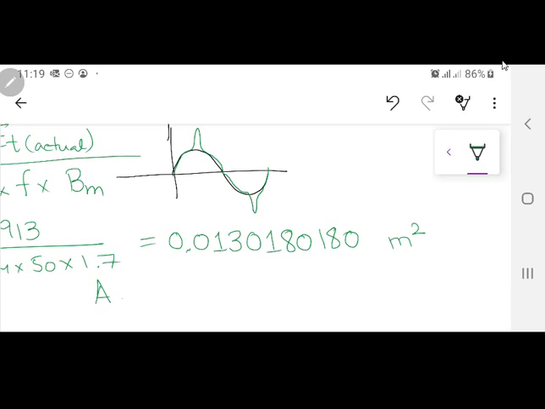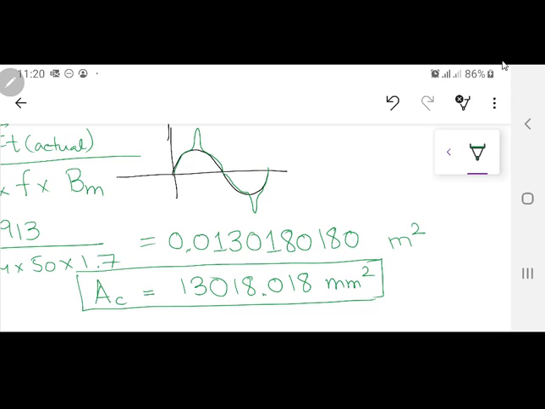So when you write AC, this is going to be 13018.018 millimeter square. Please have a habit of writing at least 2 to 3 decimals after the point. This is very important. Especially when you are in meter square, if I had left it after 0.013, I would have been missing a very large chunk. Okay, this is very important. Now you have got the area AC.